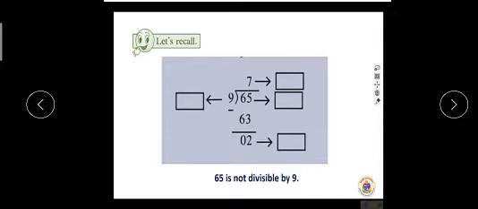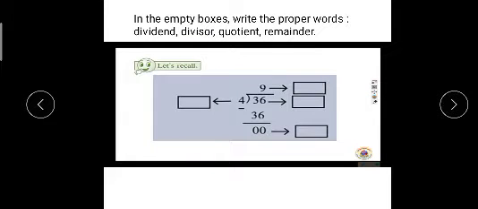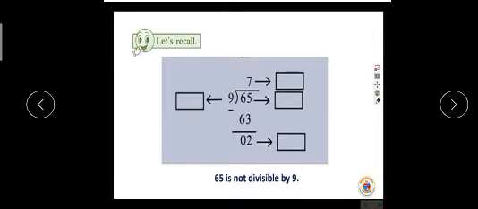See the next. Okay, so in this example we can say that 36 is divisible by 4. Okay, so see the next example.